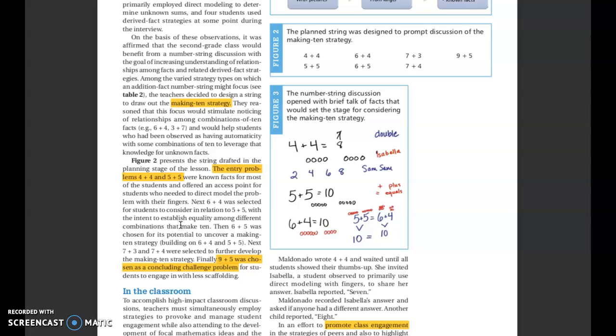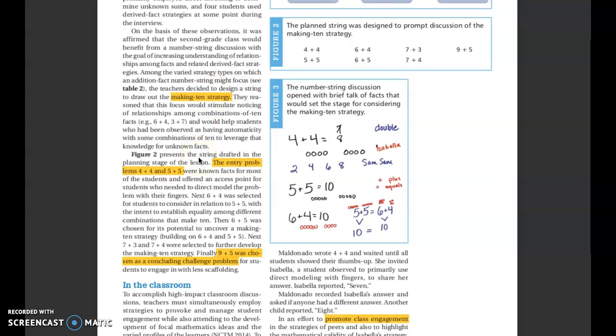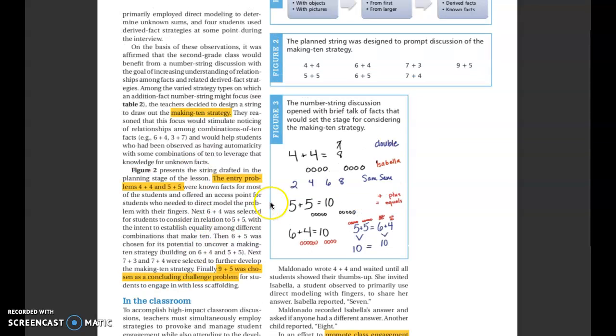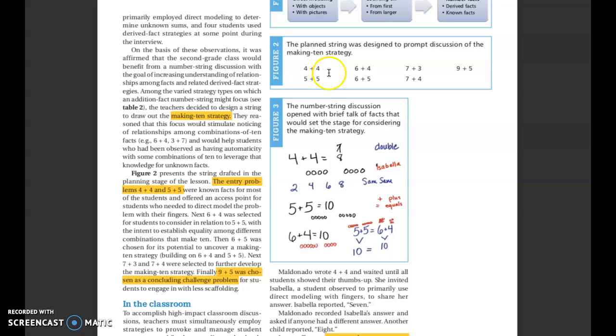The teachers decided to create a string to draw out the making 10 strategy in hopes that students would notice the relationships among the combinations of 10 facts and use their knowledge to solve for unknown facts. This figure shows the making 10 strategy. They developed the entry problems, which were 4 plus 4 and 5 plus 5. They were known facts for most of the students and provided a starting point.